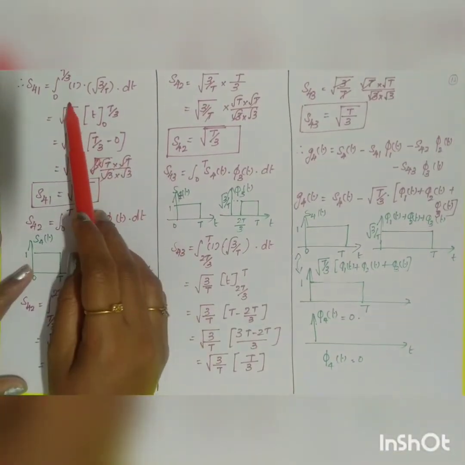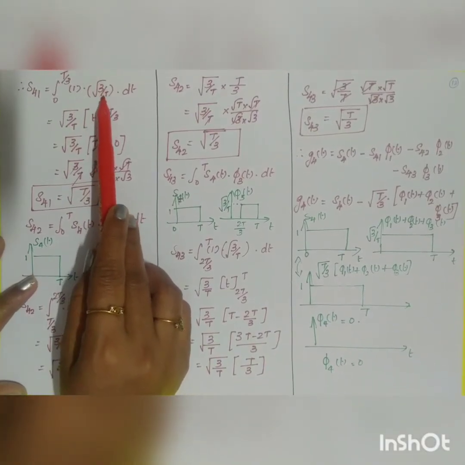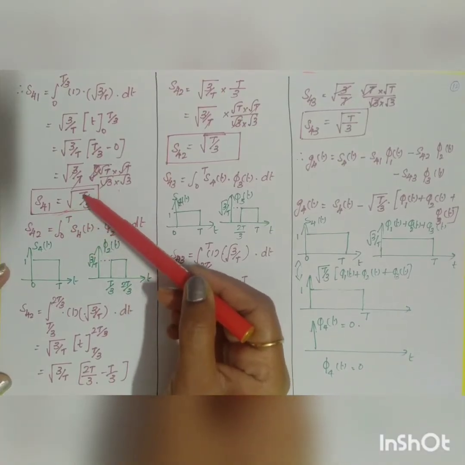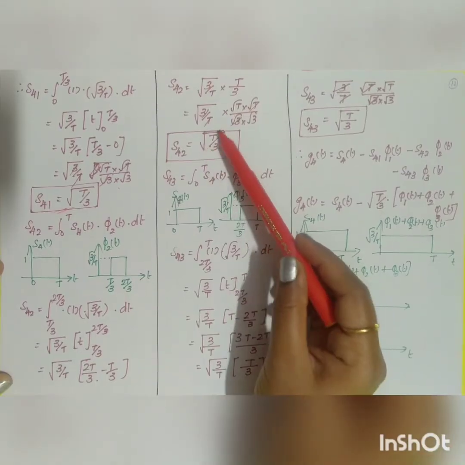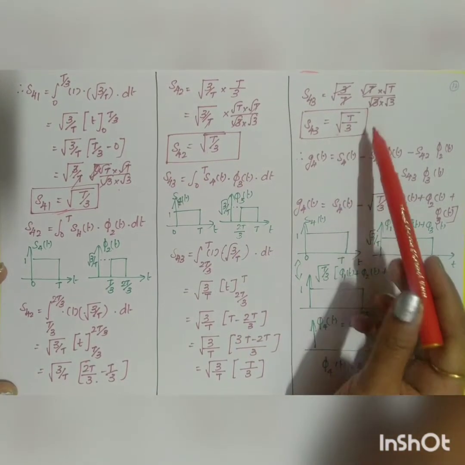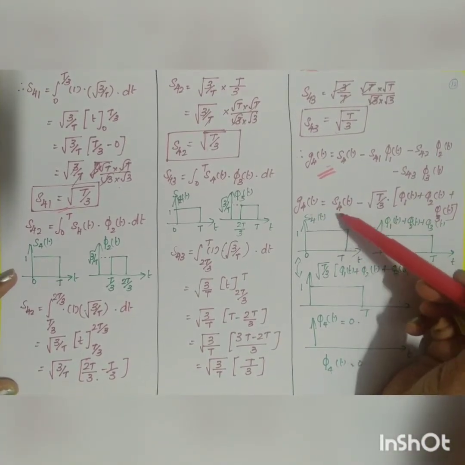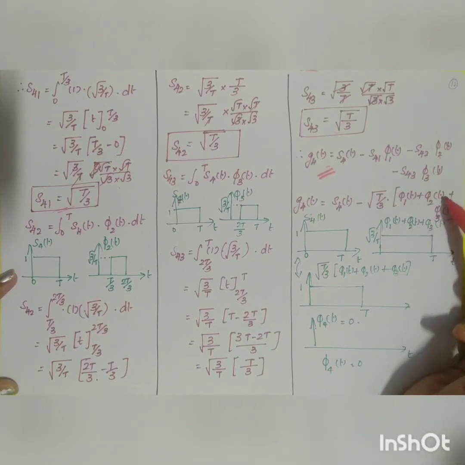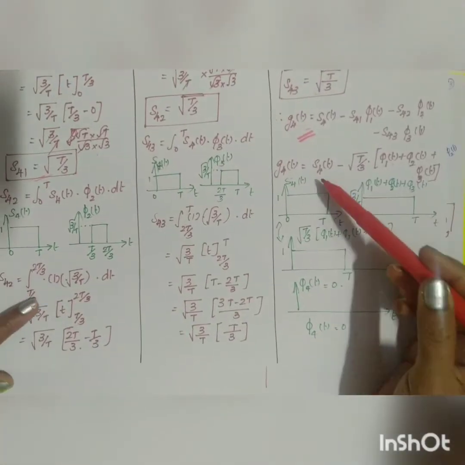So here you have 0 to T, your limit into phi 1, your amplitude is root 3 by T into dt. So finally when you solve it, you will be getting S41 is equal to root T by 3. Similarly, you proceed for S42, which will again be equal to root T by 3, and S43 will again be equal to root T by 3. So G4 of t, when you substitute the value, you will be getting G4 of t is equal to S4 of t minus root T by 3 into phi 1 of t plus phi 2 of t plus phi 3 of t. Okay. So G4 of t.